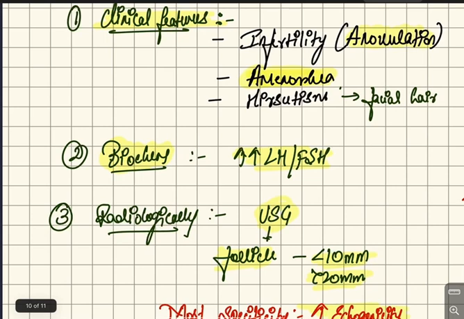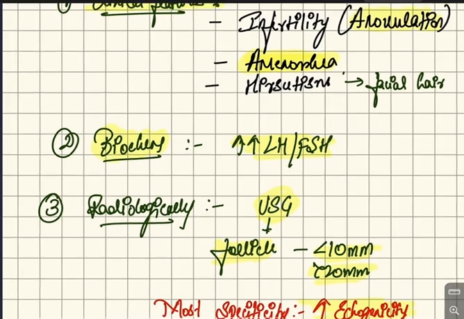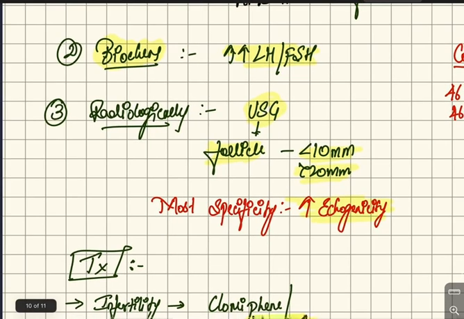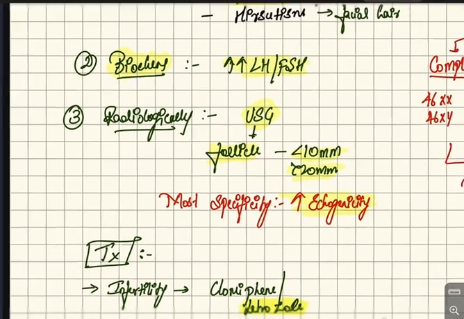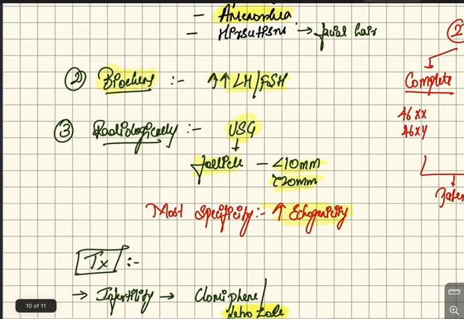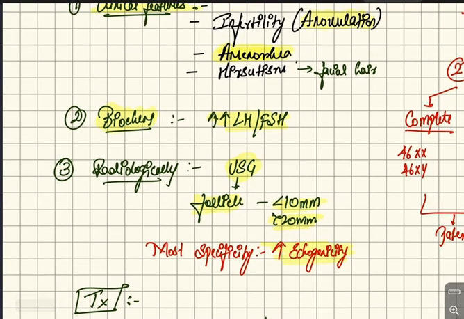Next are the biochemical features. When you check the FSH and the LH, the levels of these two are increased in PCOD. Then when you do the USG, you can see the follicle size is usually increased, up to about 20 mm or equal. The size can be around 10 mm also. The most specific feature is that it is hyperechoic, so the echogenicity of these follicles will increase. So any three of these should be positive to say it is PCOD.